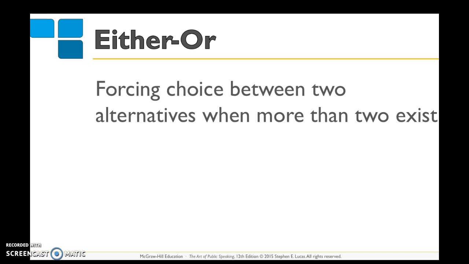The next fallacy is called the either-or fallacy, forcing choice between two alternatives when more than two exist. This is also called a false dilemma. It forces the listener to choose between two alternatives, but sometimes those aren't the only alternatives available.